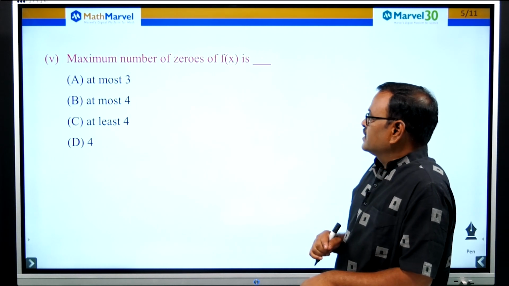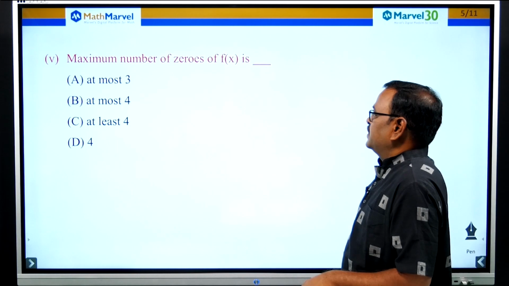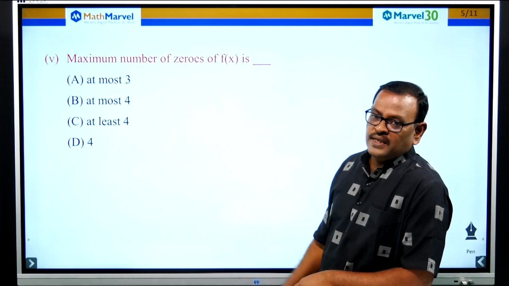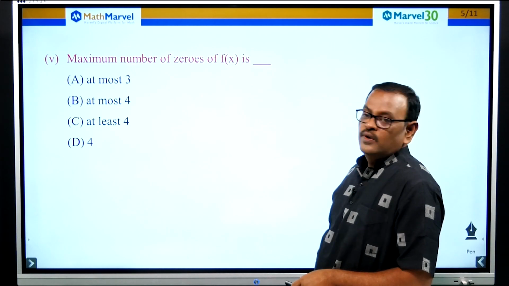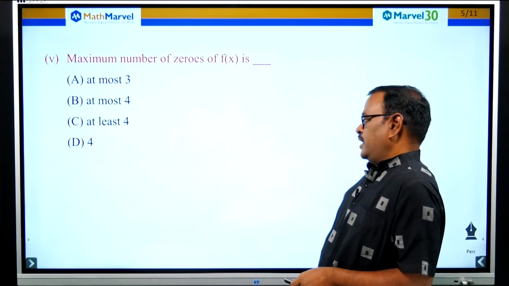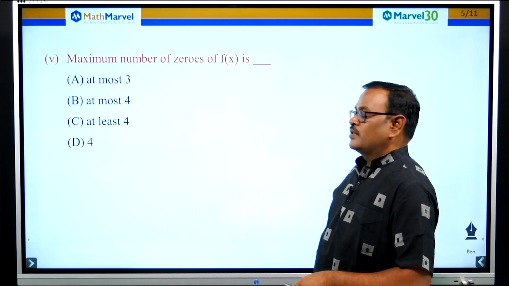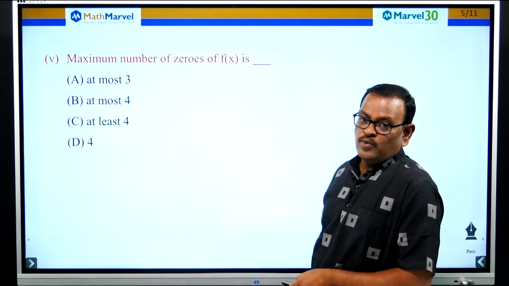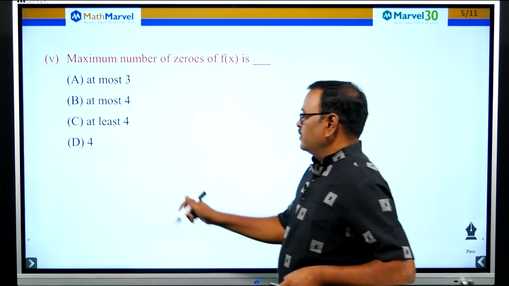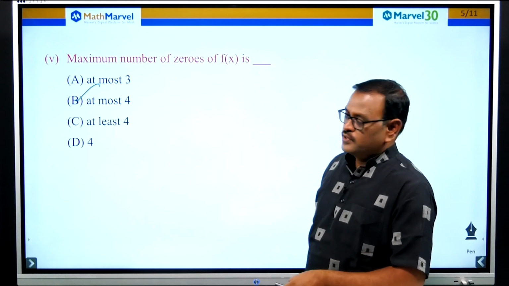Okay. Next, maximum number of zeros of f of x. The power of the given polynomial is 4, and hence what is the exact word? At most 3, at most 4, at least 4, exactly 4. So what is the condition? As per the theory, a polynomial of degree n can have at most n zeros. Now here at most 4 zeros.